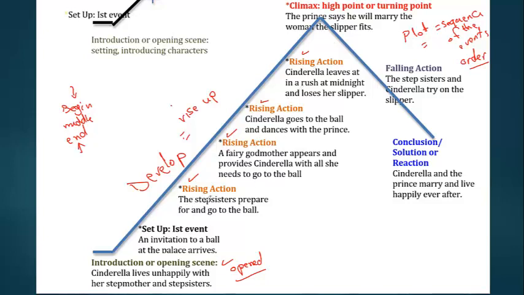Here, the stepsisters prepare for and go to the ball. Ball here means a concert or a party. Then what happened later? A fairy godmother appears and provides Cinderella with all she needs to go to the ball.